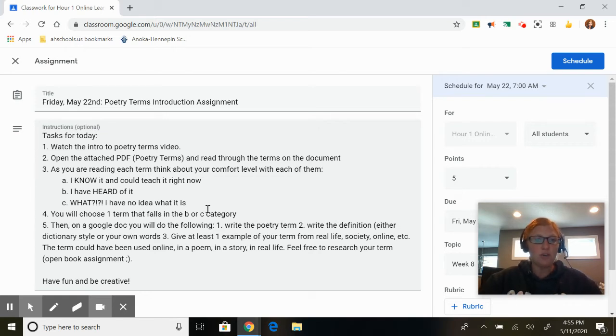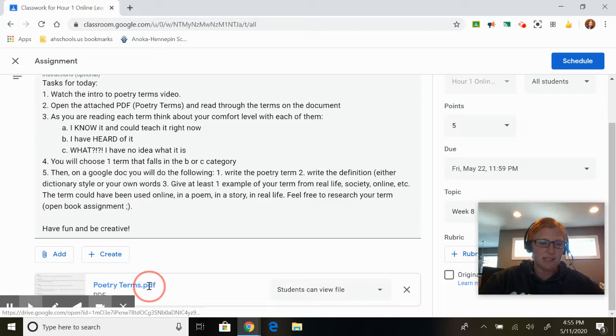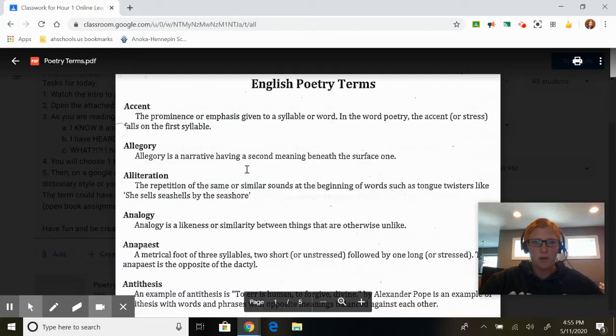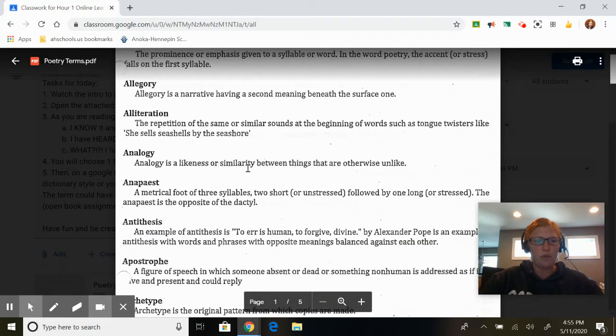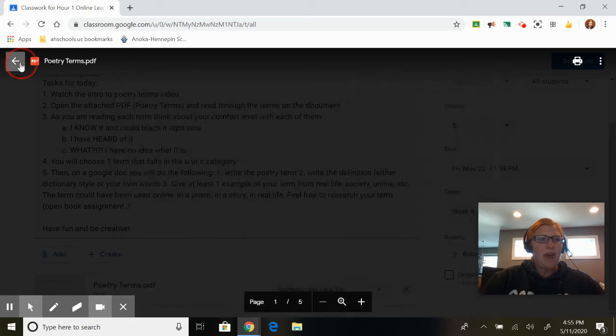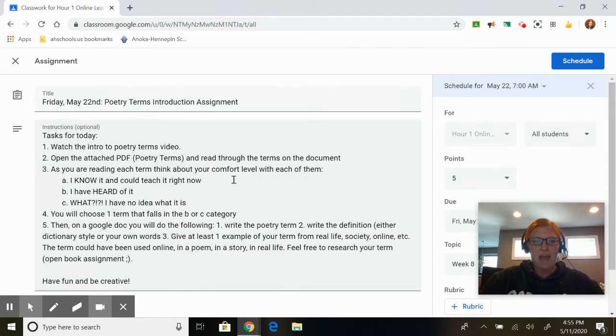Okay, so for each of those terms, I'm going to open this up again just so you can see it. So this is your PDF. You're going to open this up and go through these words, and you're going to mark each with an A, B, or C. This is for your own notes. You're not turning that part in.